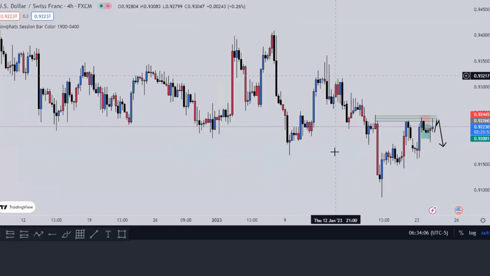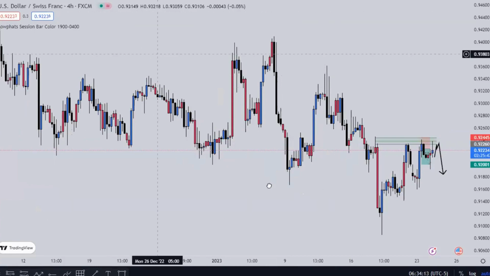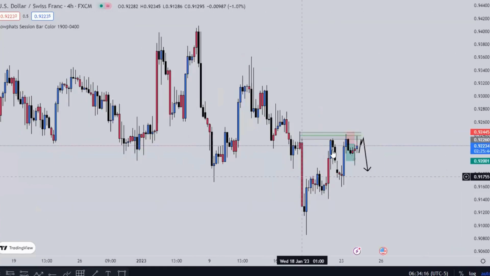So first of all, I come up to the 4-hour time frame, as you can see up here. Then I look for levels in the market. This is a trade that I took, by the way. I'll come to that, but first let me draw the levels.